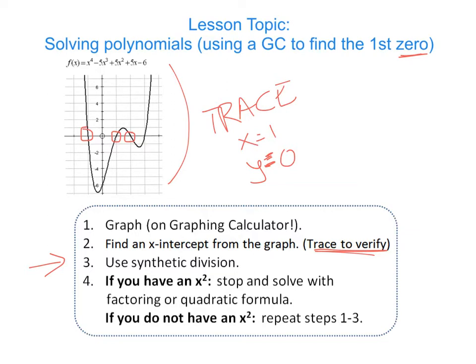After you find that first whole number 0, we're going to use synthetic division, step 3 down here. And then after that, if we have x squared, we're going to either factor or use the quadratic formula to solve. And if we don't have an x squared, we're going to have to repeat steps 1 through 3 and find the next x-intercept that way.